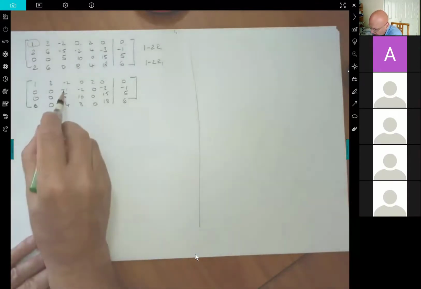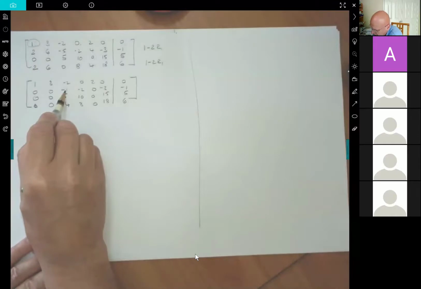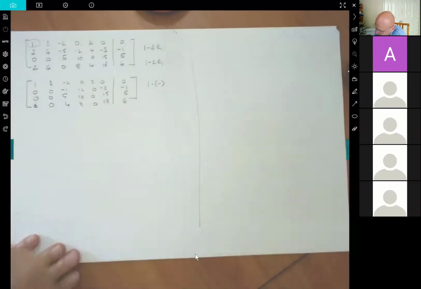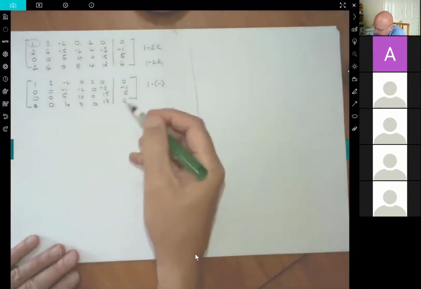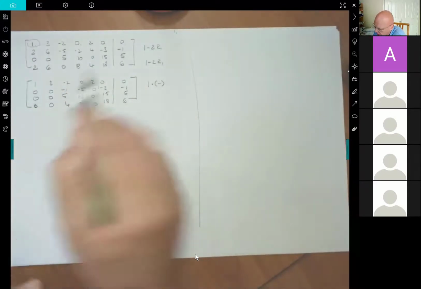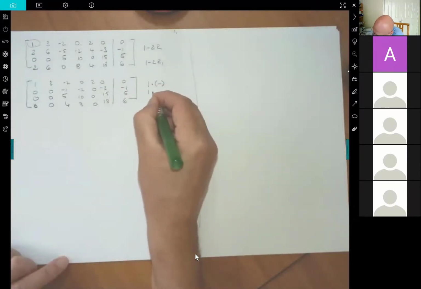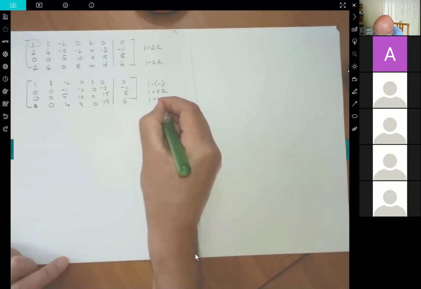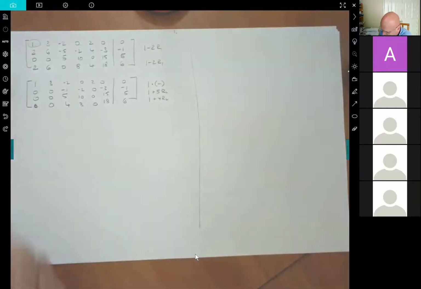Again, we see there's a -1 that's nearly perfect. So we can turn this easily into 1 by multiplying this equation by -1. Then I have a 1, but just to save a little bit of writing, at the same time I make a 0 here and a 0 here. So we add 5 times row 2, and we add 4 times row 2.